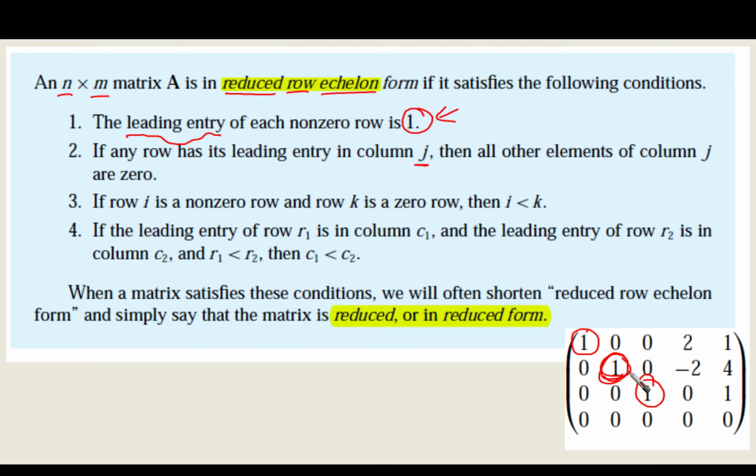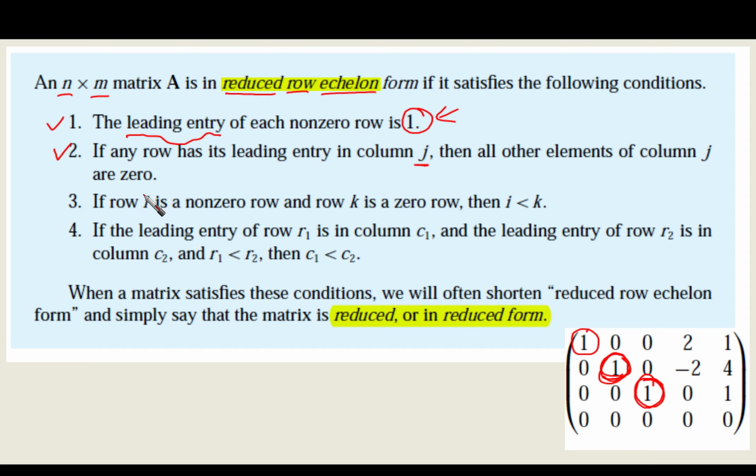It is the leading entry in column number 2, and you can find that all of the other elements are zeros. Here, 1, all other elements are zeros. And then for the last row, it is a zero row, so there is no leading entry. So now the second requirement or condition is fulfilled. So we have two conditions now fulfilled for this matrix that qualify it to be a reduced row echelon form.